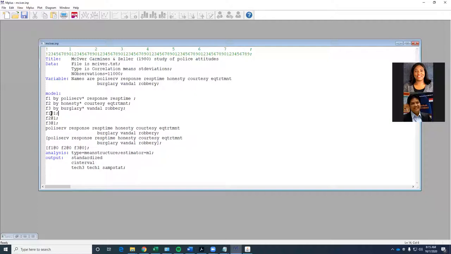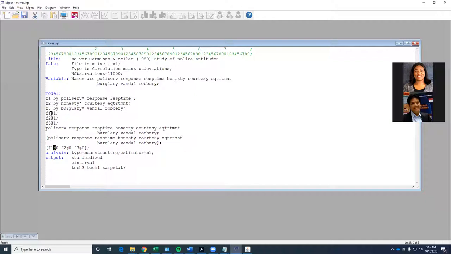Okay, yeah. So why is the variance set to one for F1, F2, F3, while we have already set Polyserve, Honesty, and Bulgari? Well, Polyserve is free, so that's a free parameter. So the star means free? The star means that it's free, yeah. And the at means that it's fixed. Oh, okay. So downstairs, I'm saying the mean is fixed at zero.